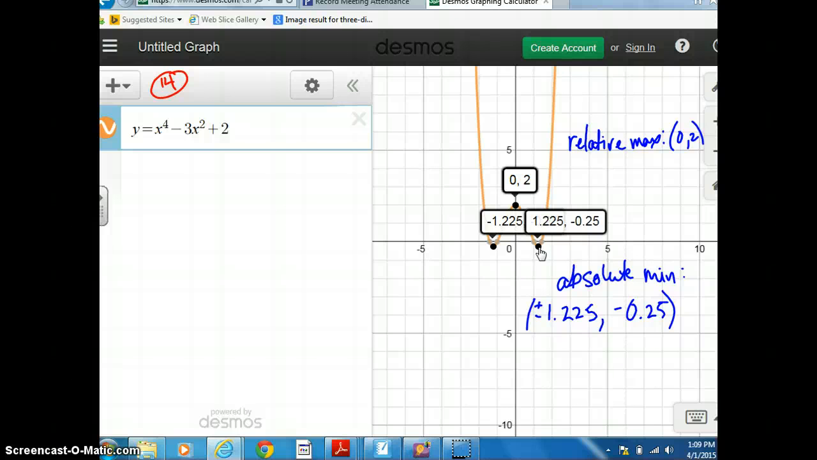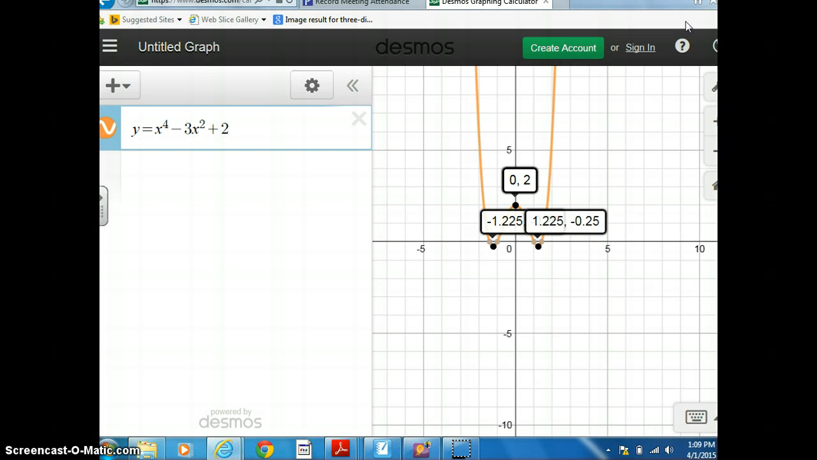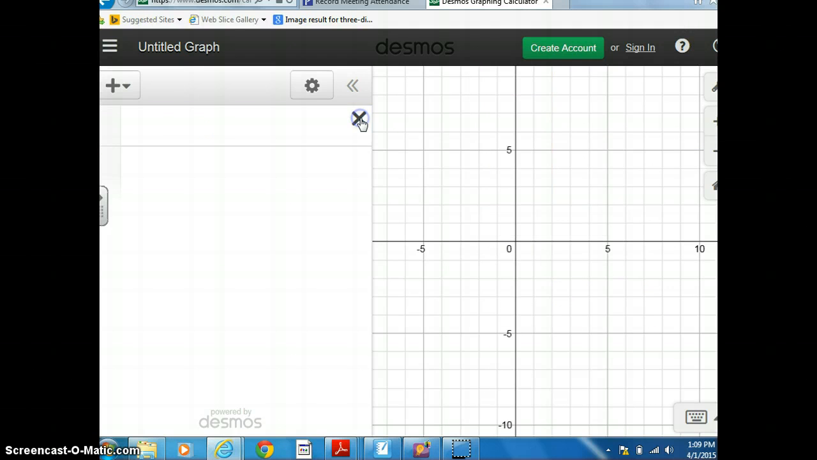Number 15, it's asking about critical points. Critical points are your max, min, and also any points of inflection. So that inflection just means where it changes.